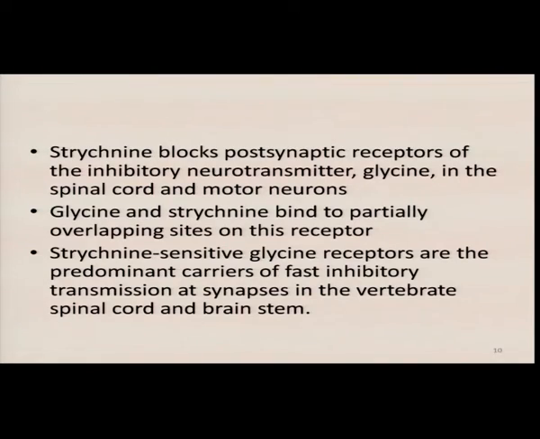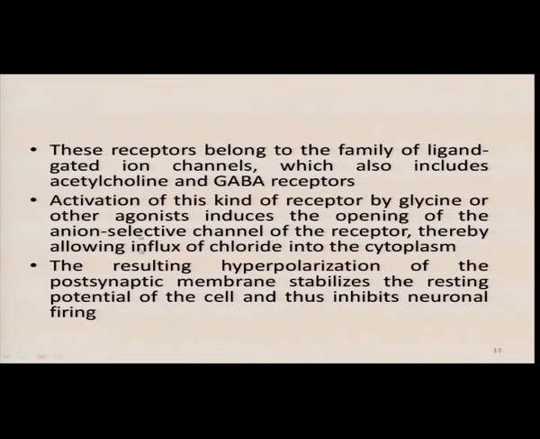The glycine receptor is a fast inhibitory receptor, and it acts as a predominant carrier of fast reflexes of the motor neurons. The strychnine-sensitive glycine receptors are the predominant carriers of fast inhibitory transmission at the synapses in the vertebrate spinal cord and in the brainstem. These receptors also belong to the ligand-gated ion channel family, similar to the GABA receptor or the acetylcholine receptor.